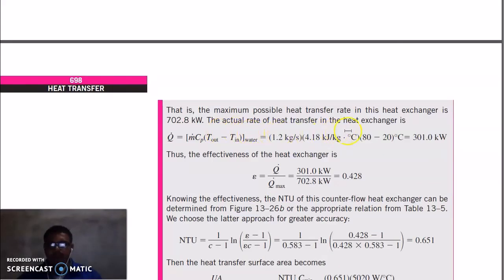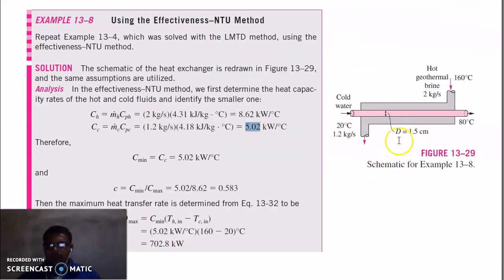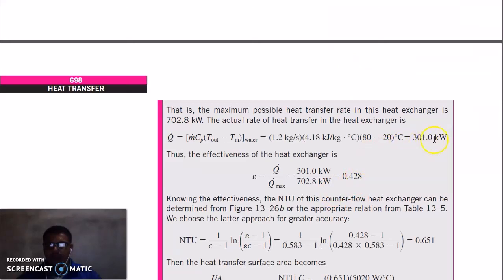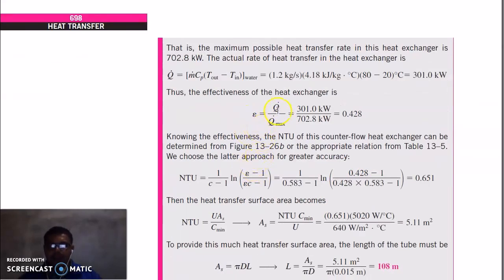Now you can find the actual rate of heat transfer in the heat exchanger, Q is equal to m Cp times T out minus T in for water. So this outlet water is 80, this inlet is 20. So you can find actual heat transfer, which is definitely less than the maximum possible heat transfer rate. Now what is effectiveness? That is Q, actual heat transfer rate, by maximum heat transfer rate, which is 0.428.